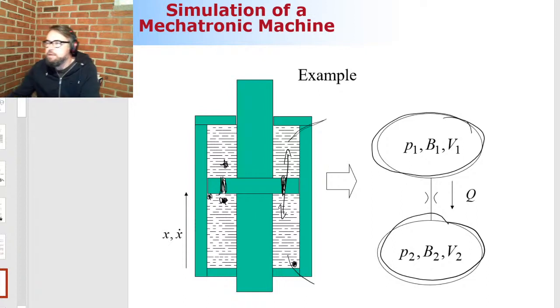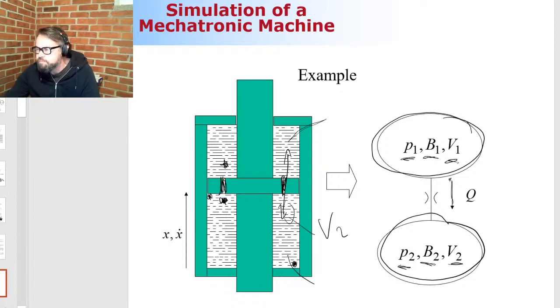So how it goes again: this is pressure 1, this is the associated effective bulk modulus, remember, the one that is affecting the flexibility, and the corresponding volume size. Here I have pressure 2, the effective bulk modulus, and the volume from this container, V2. The flow rate is assumed to be traveling from volume 1 to volume 2.